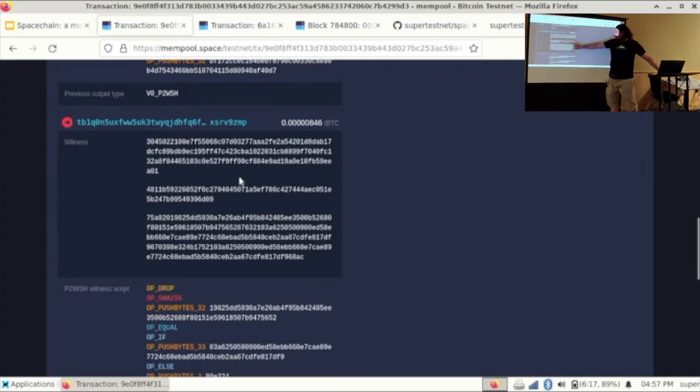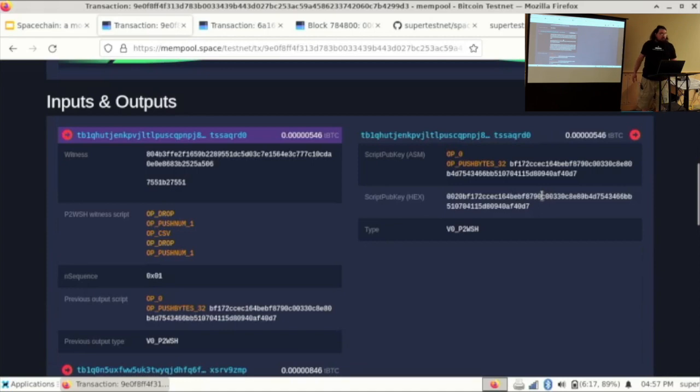Do you default to Taproot on the address? You can use Taproot for this too. I'm using regular SegWit without Taproot.